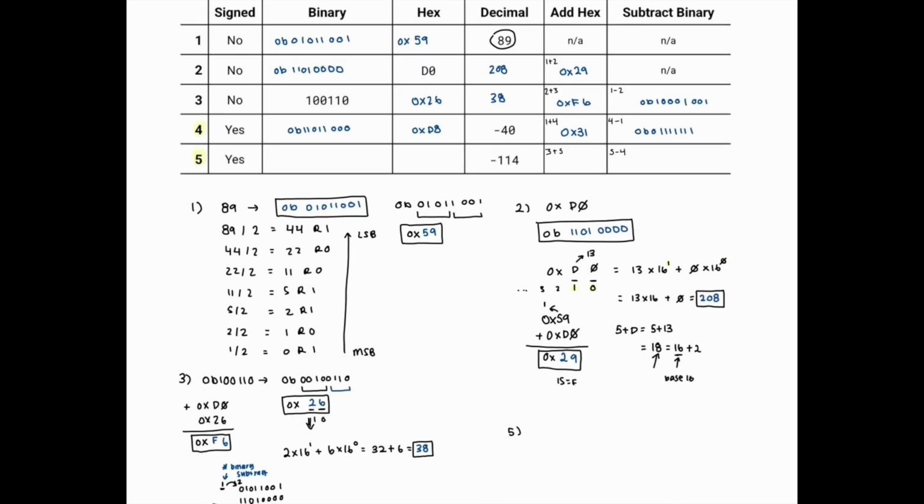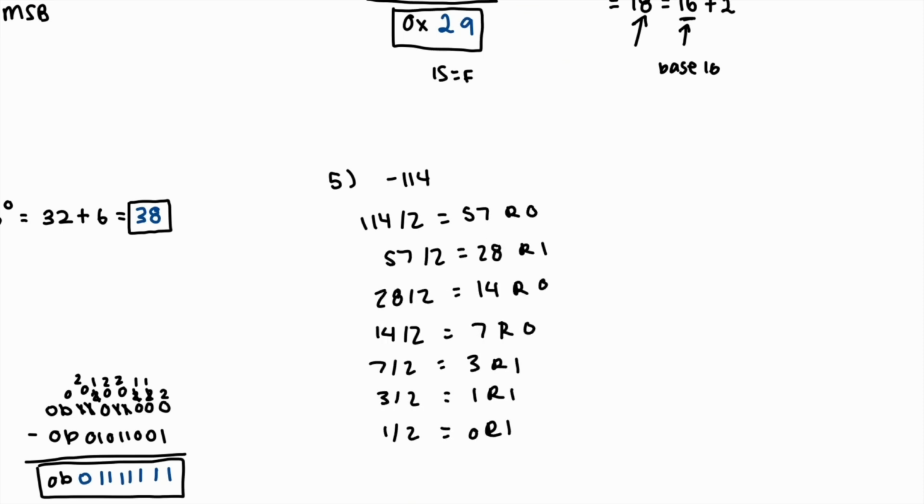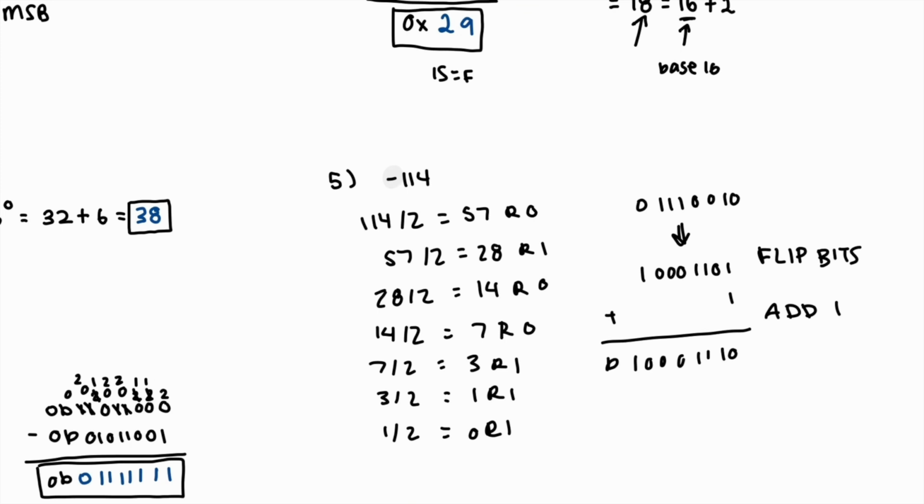In question 5, we're given decimal number -114. Alright, we already know what to do. Let's convert it to binary. There's going to be 1, 1, 1, 0, 0, 1, 0. Let's pad in the front. Remember, we're in the sign system. We've got a negative number over here. So let's flip the bits and then add 1. Final answer is going to be 1, 0, 0, 0, 1, 1, 1, 0.